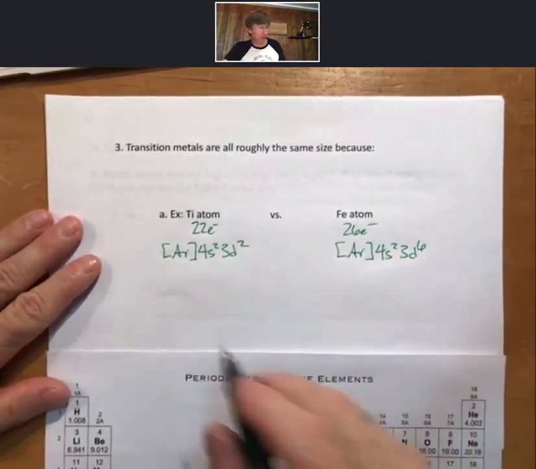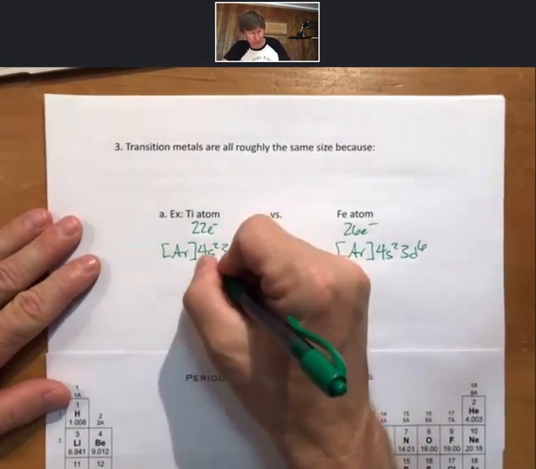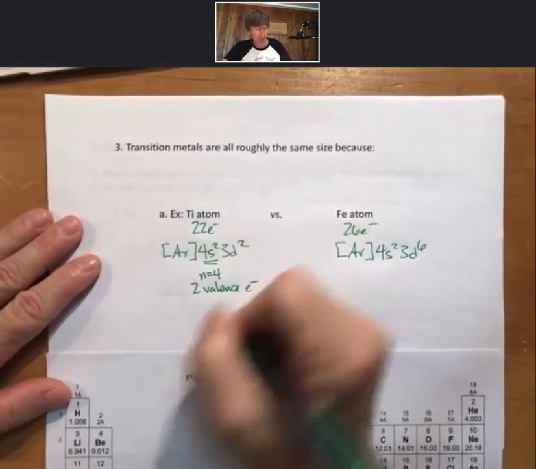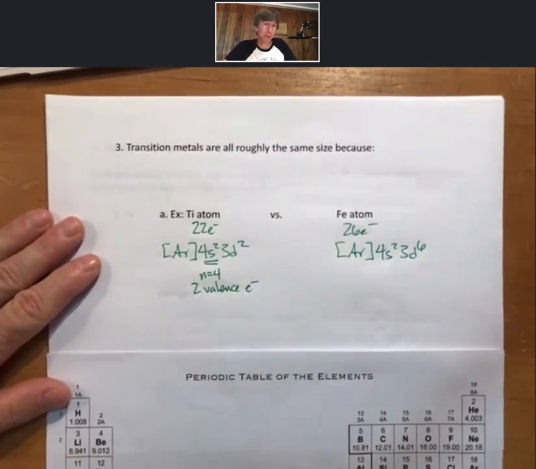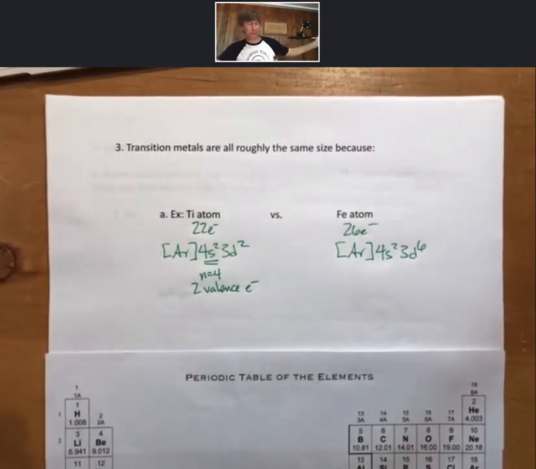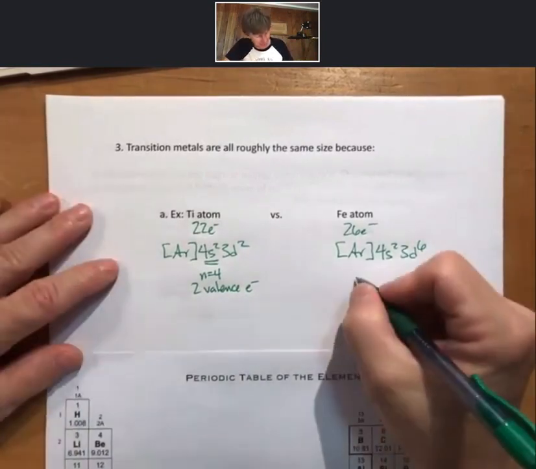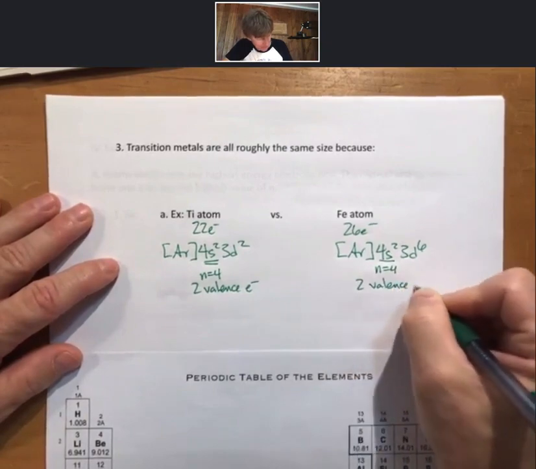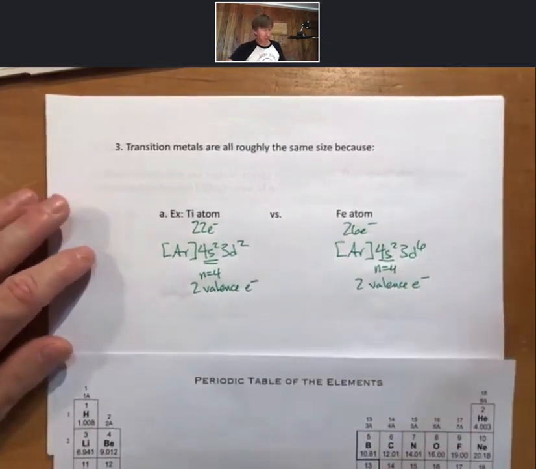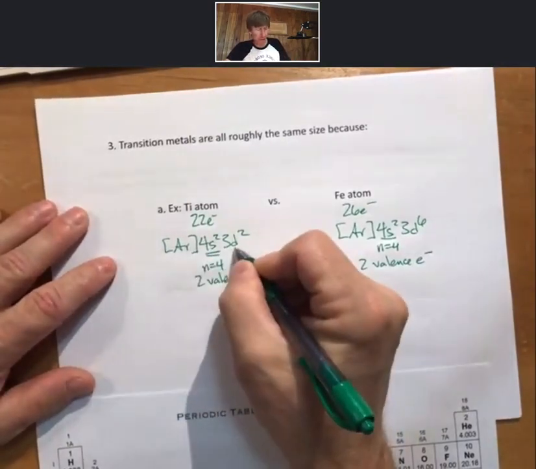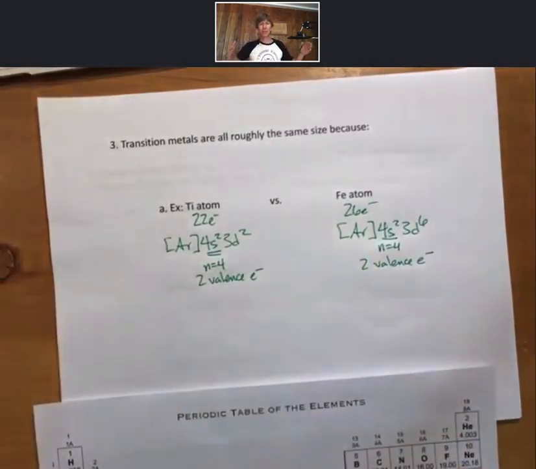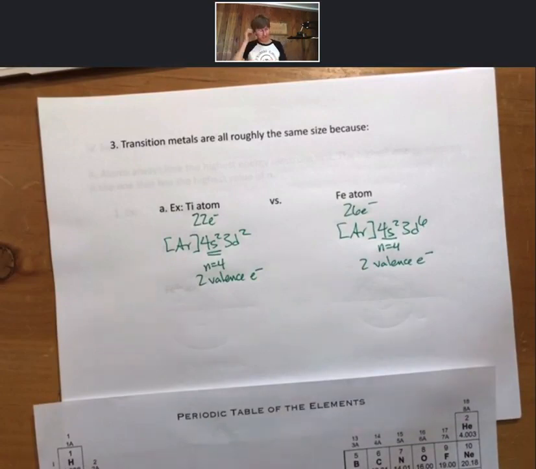Let's do the effective nuclear charge calculation for these. Well, I guess first let's note they both have two valence electrons. Remember, valence electrons are the electrons that are the farthest from the nucleus. They will define the size. This time we will treat all of the other electrons, including the d electrons in n equals 3, as core electrons. Core electrons meaning between the nucleus and the n equals 4 electrons.